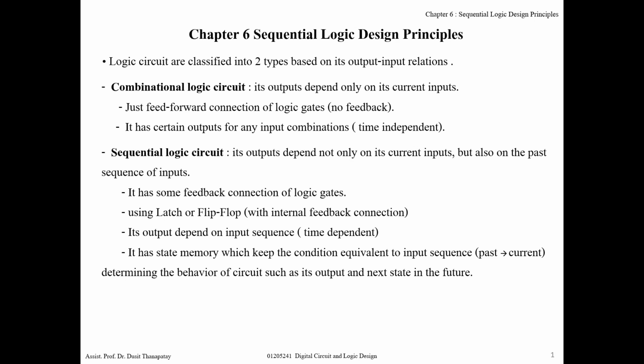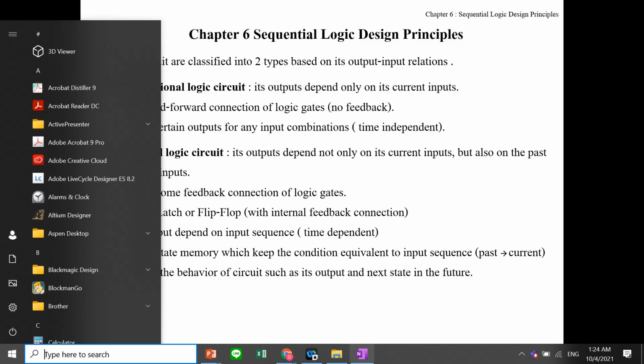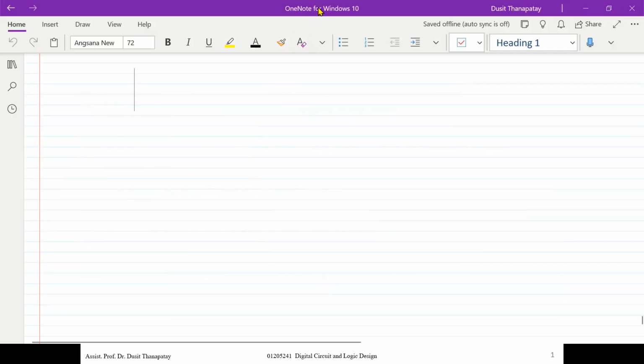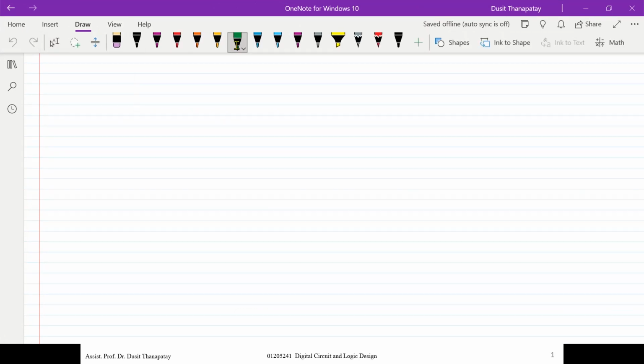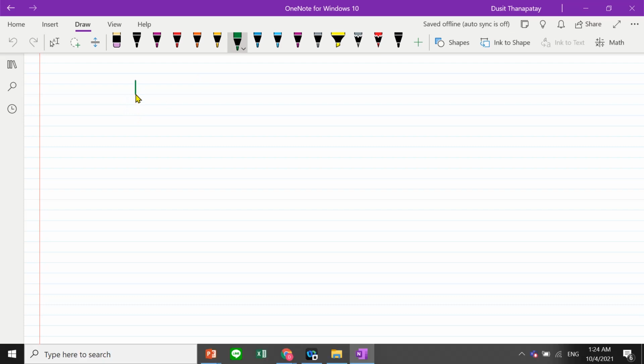Before going to the detail, let me show you some examples about this. For a feedback system, for the simple one, maybe this one.